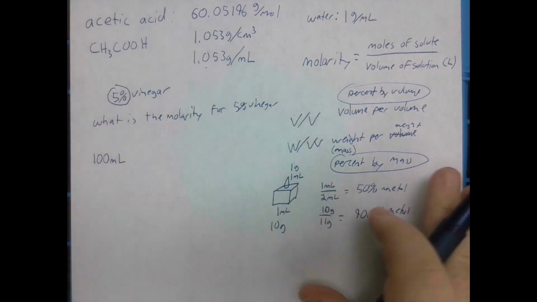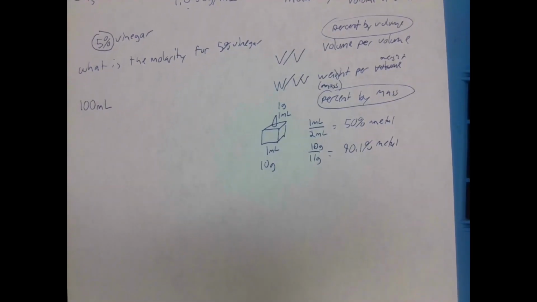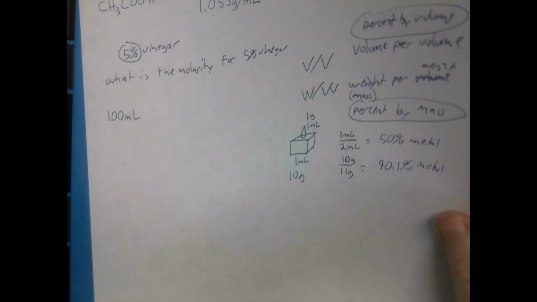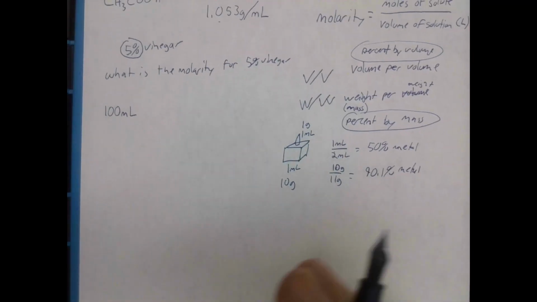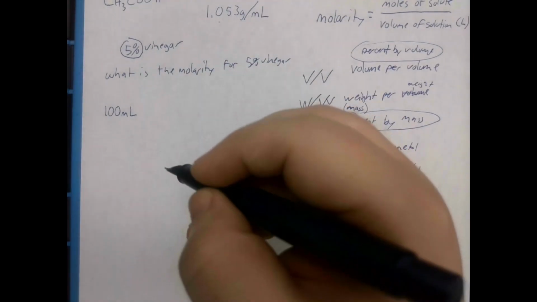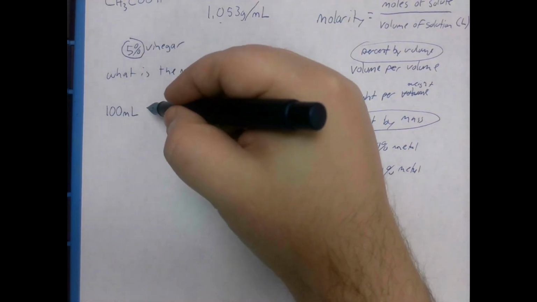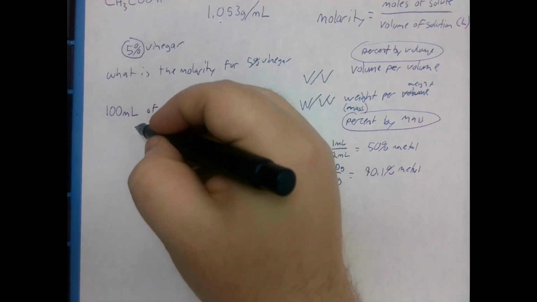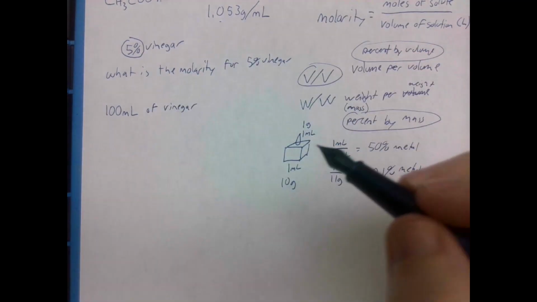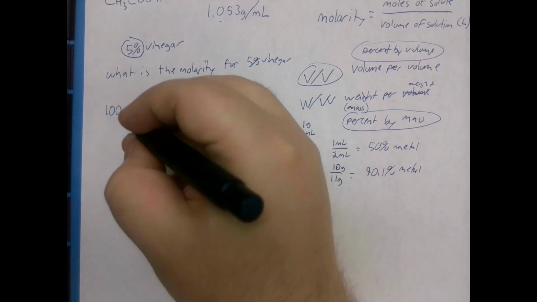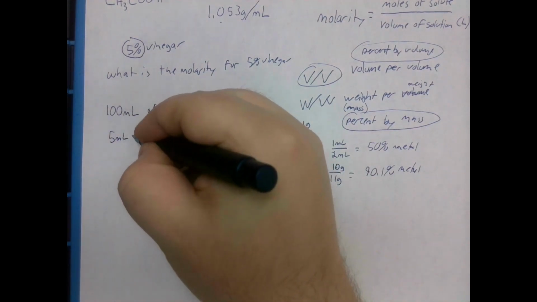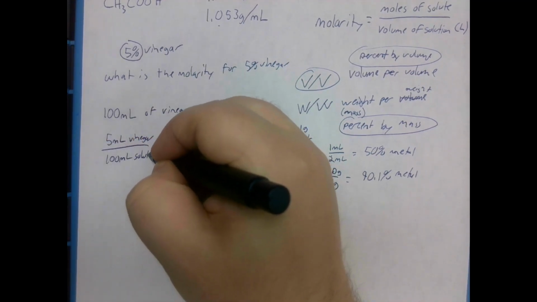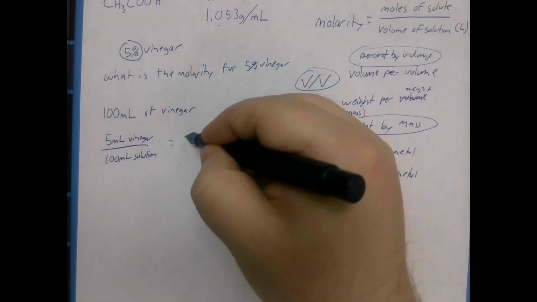I'll go later on and do an example where I'm showing these where you have to know density. But for right now, we don't need to concern ourselves. We're going to assume they're equal density. So if we have 100 milliliters of vinegar, then I'm going to assume that this is volume divided by volume. So that means we have 5 milliliters of vinegar per 100 milliliter solution to give us the 5%.